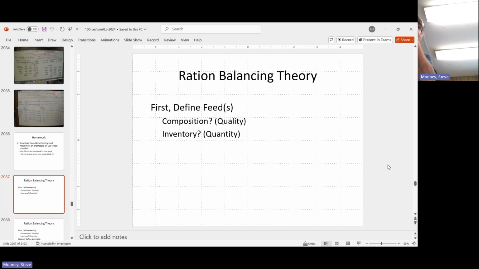Okay, so we're going to move into ration balancing theory. So you have a handout of all this. Usually the way a computer program works, you're going to define the feed. Where have we heard that before? My definition of nutrition: define the feed, define the animal, define the interaction. That's basically ration balancing. So we need to define the feeds first. We need a composition analysis, either from a book or send it away, have it tested.